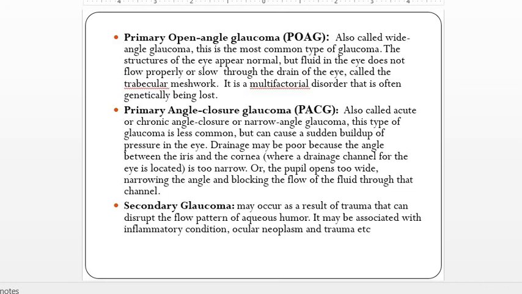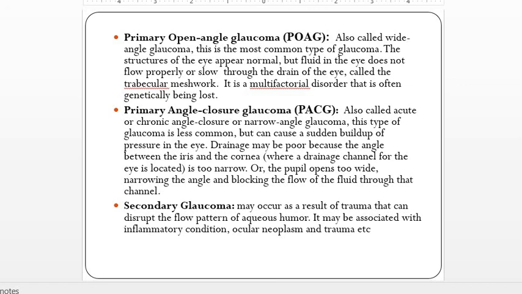Whereas in primary angle closure glaucoma, what happens? There is a decrease in the iridocorneal angle, due to which ultimately the intraocular pressure gets increased. Drainage may be poor because the angle between the iris and cornea is too narrow, or the pupil opens too wide. So basically, if the pupil opens wide, then the iridocorneal angle gets decreased, narrowing the angle and blocking the flow of fluid through the channel.